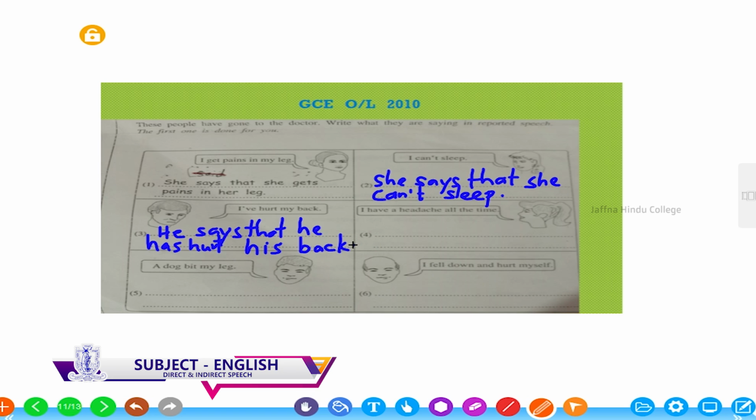Look at the fourth one. I have a headache all the time. So, she says or the girl says that this I denotes her, so the subject is she.